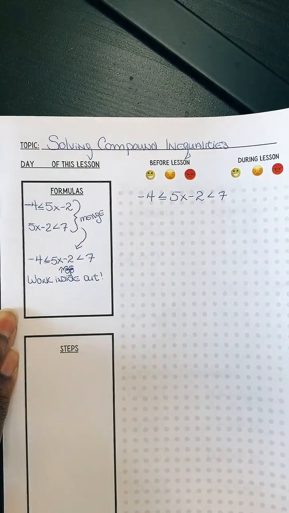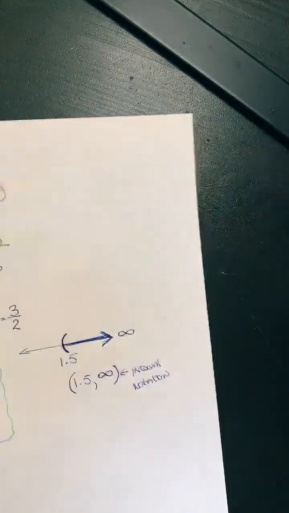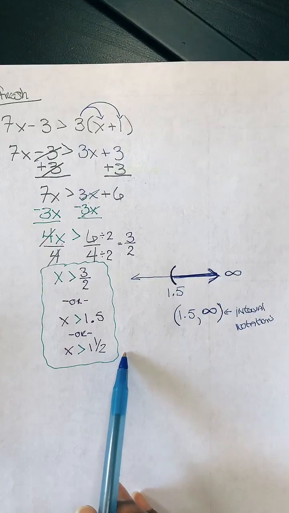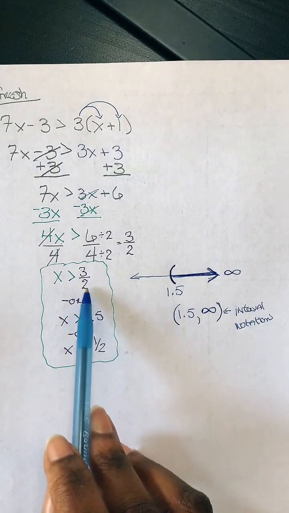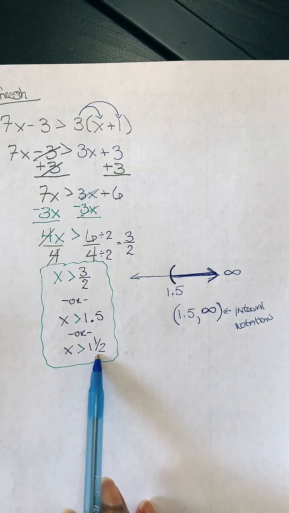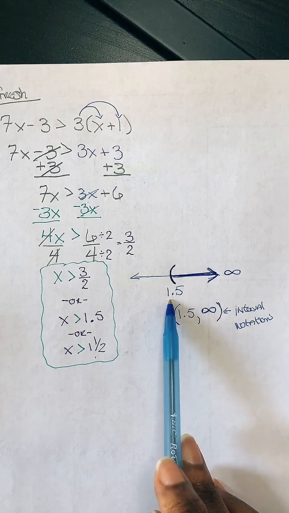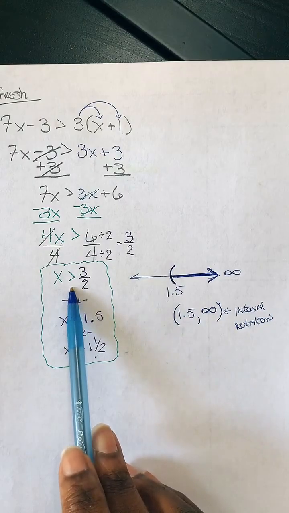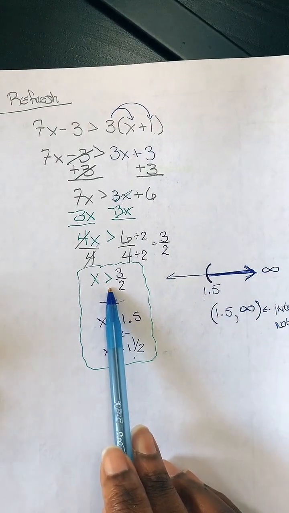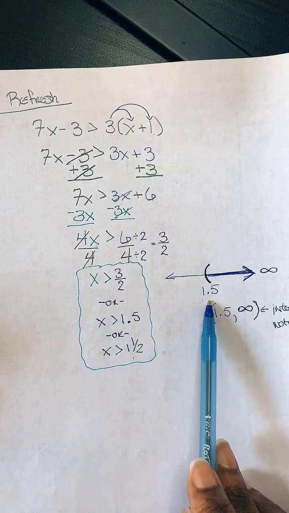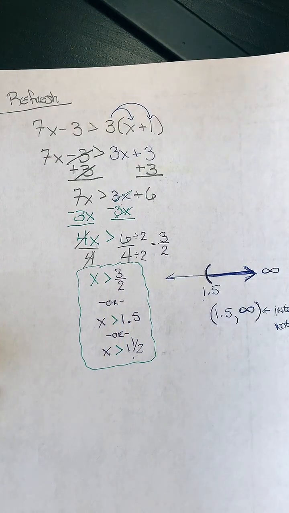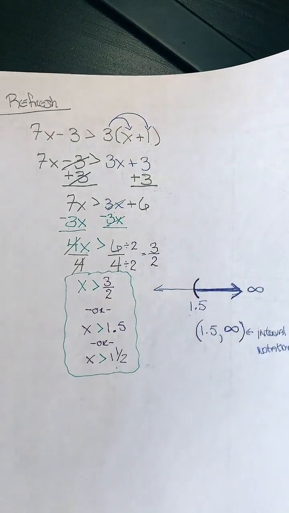Wait, is the negative 1.5 not included? No, because there isn't a negative 1.5. My answers were all positive. So we're just starting at positive 1.5 since it's greater than, it's not less than. So it didn't change inequality signs. So it's just dealing with positive 1.5. No, because x is greater than. Oh, I see. Okay, all right, no problem.